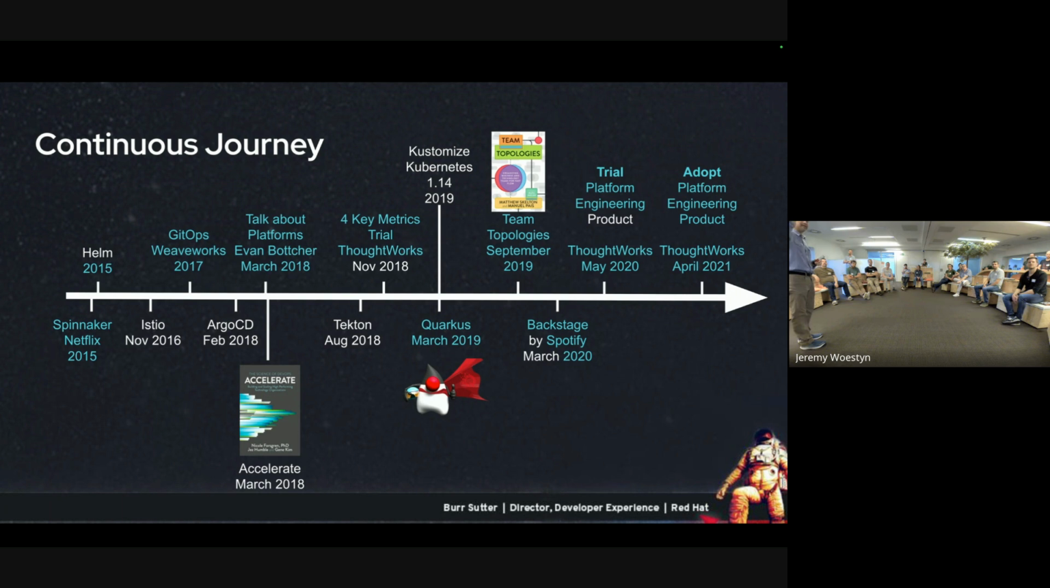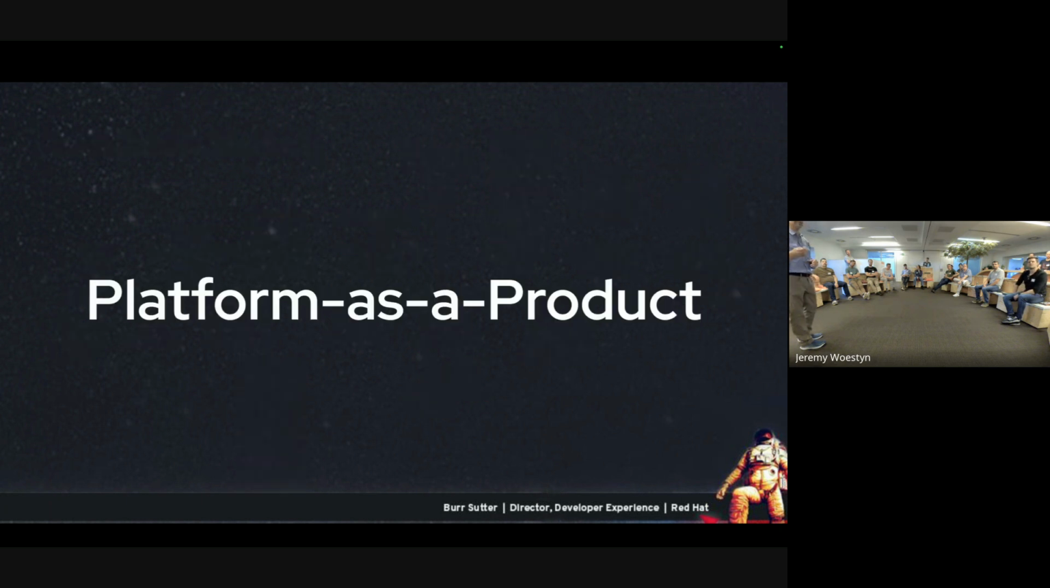We had Helm, GitOps. We had talked about platforms. We started talking about this platform as a product idea. Argo CD, Tekton, the key metrics were in trial in terms of ThoughtWorks in 2018. The book Team Topologies came out in 2019. The concept of platform engineering, in May of 2020, 5 years ago, was when ThoughtWorks said, hey guys, you should think about this idea. And as of 2021, adopt it. Stop thinking about it and go. So these principles have been around a long time. We've been working on them a long time.